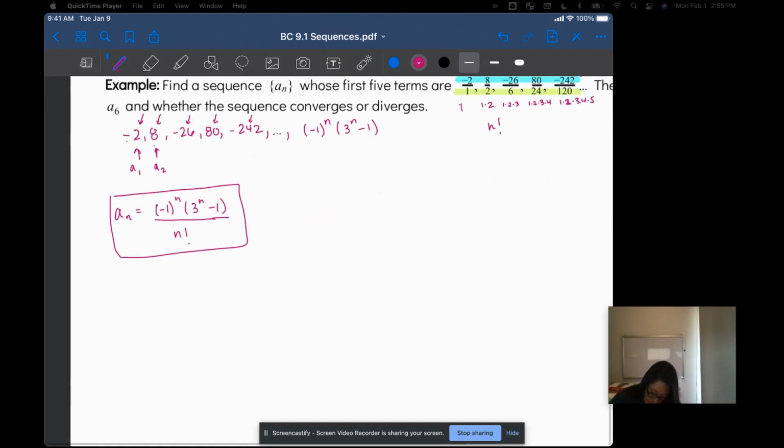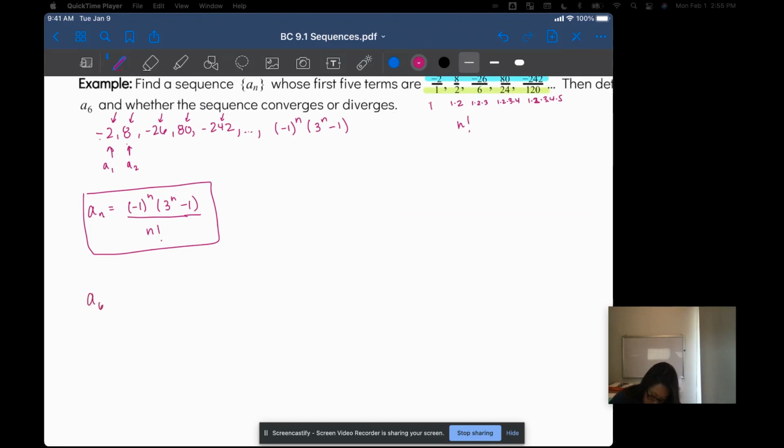So now I can figure out what a sub 6 would be. I just substitute in negative 1 to the 6 times 3 to the 6 minus 1 over 6 factorial. So I get a positive, and then 3 to the 6 is 729 minus 1 over 6 factorial, which is 720.